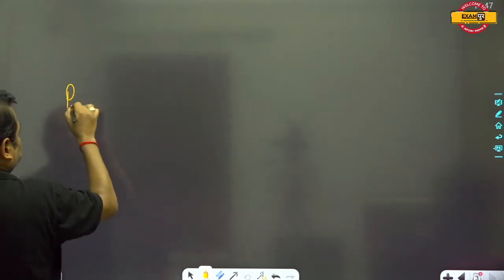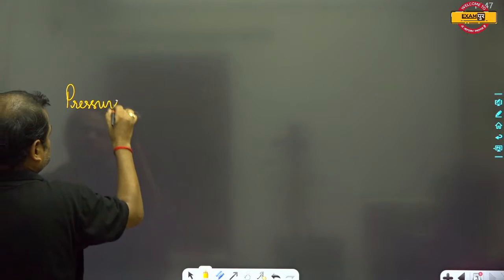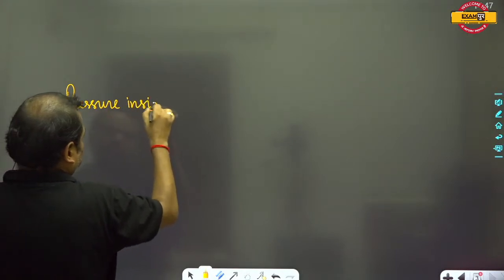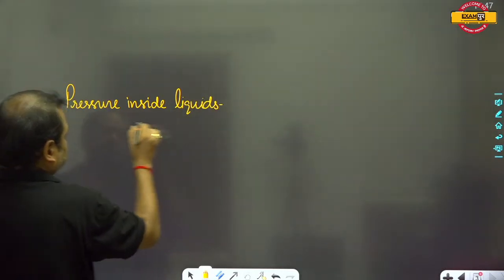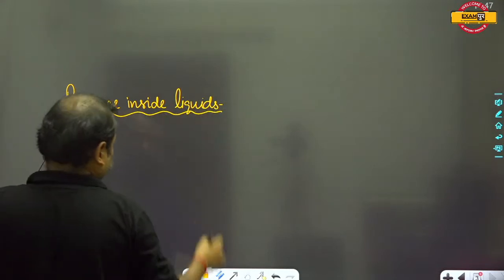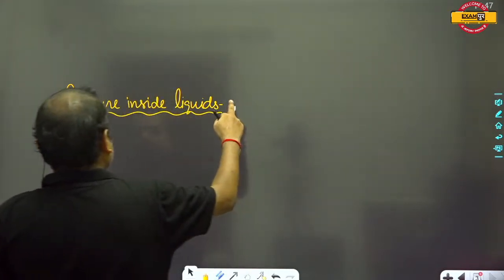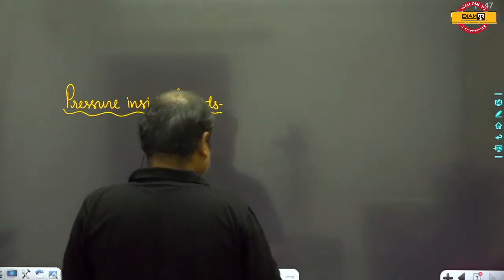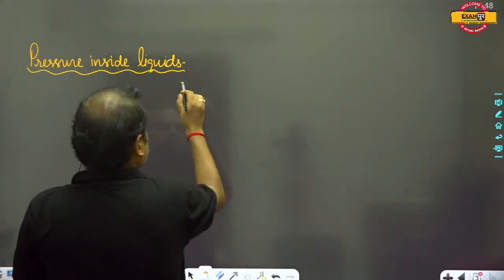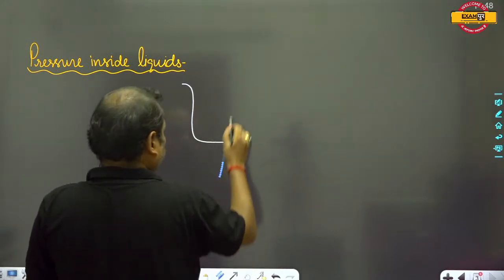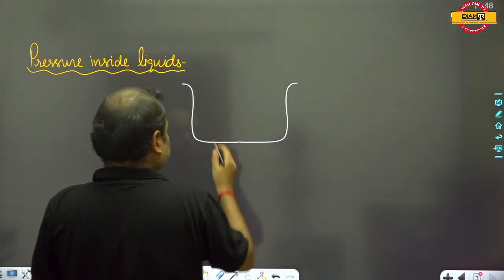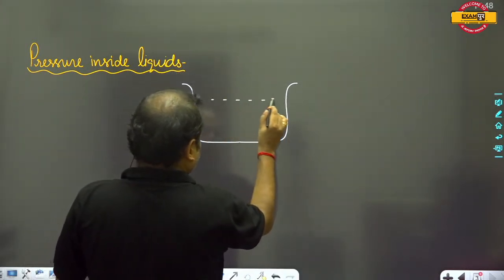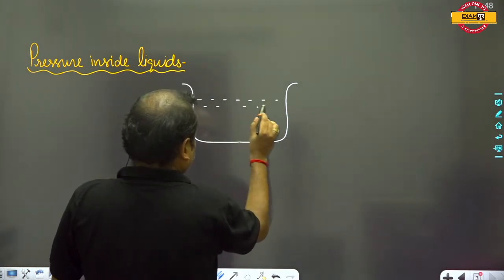Okay, so we will write it as the pressure inside liquids. So when we talk about the pressure inside liquids, suppose that this is a pot, and suppose that the water has been filled like this.